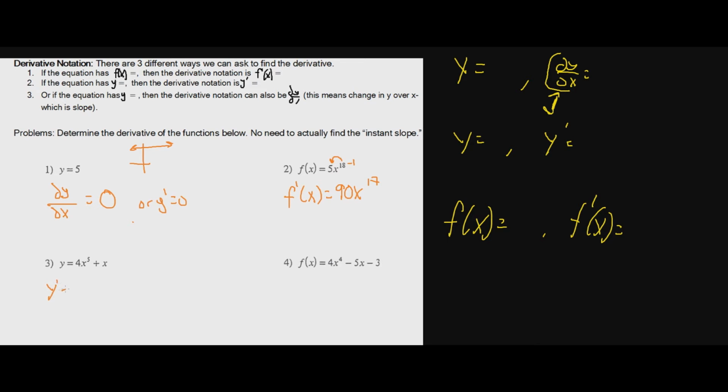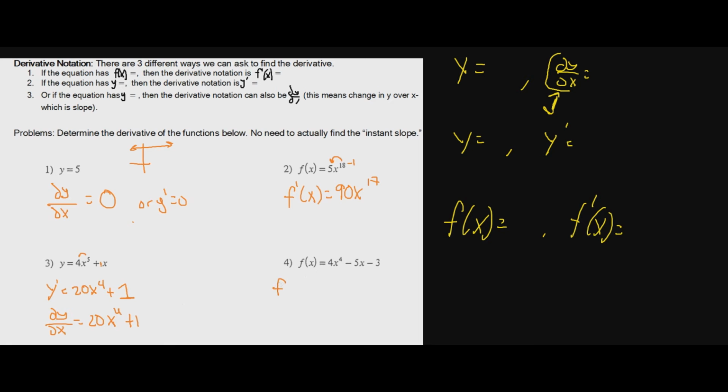Let's take a look at this one here. Y prime or dy dx. Well, bring the 5 down. This is 20 x to the 4th plus, well, there's like an invisible 1 in front of the x, right? And you notice when we take the derivative of just x, the x disappears, so we're just left with 1. Again, you can rewrite this as dy dx is equal to 20 x to the 4 plus 1.